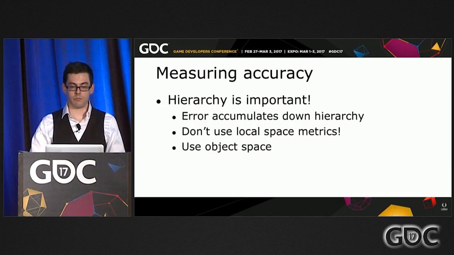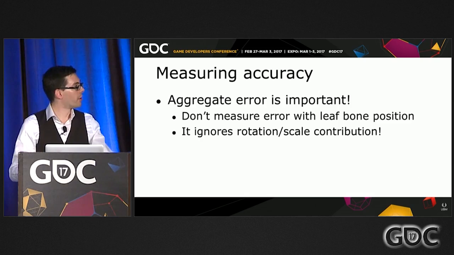The aggregate error is also very important. It's very common, sadly, to measure the error with the bone position or the leaf bone position. But of course, that ignores the rotation and the scale contribution of that individual bone. We need to take into account the full transform because the error can be anywhere, not just on the translation.